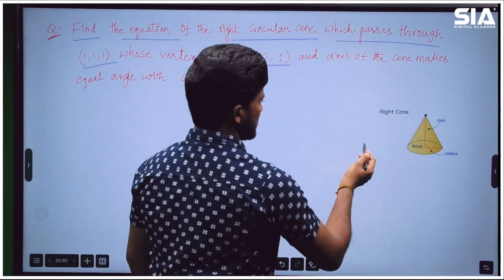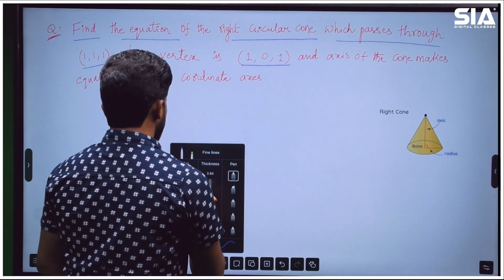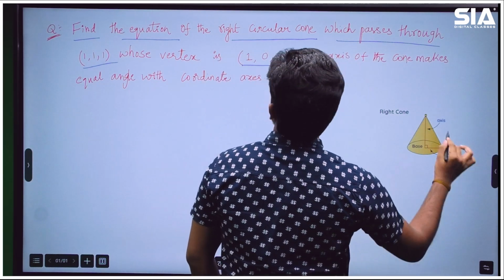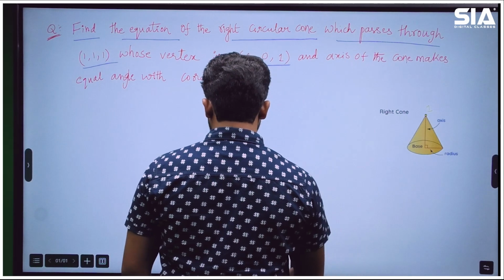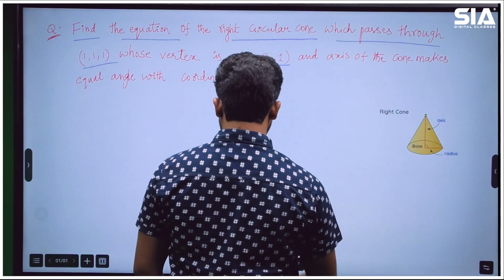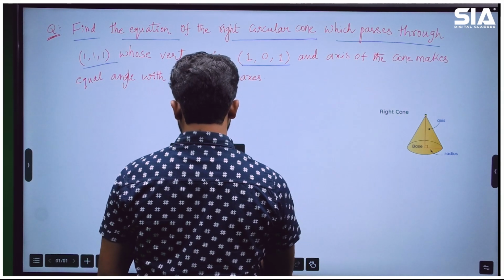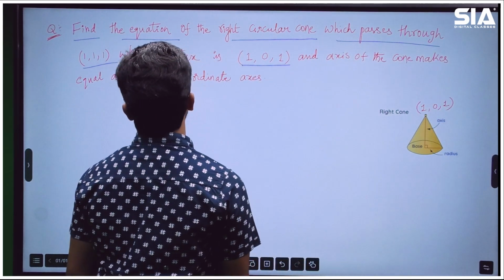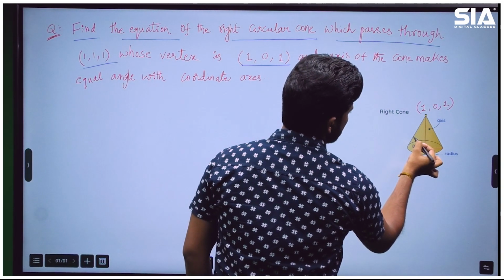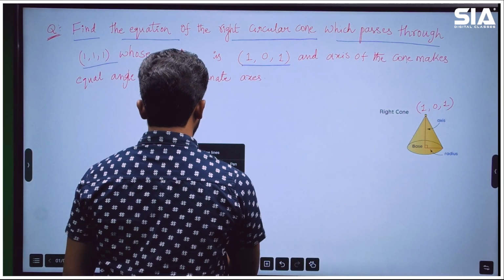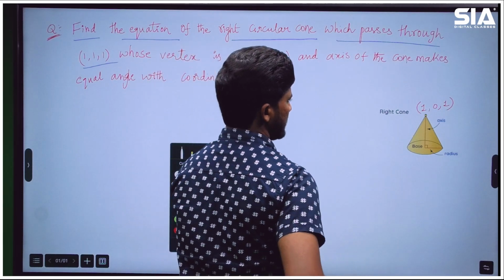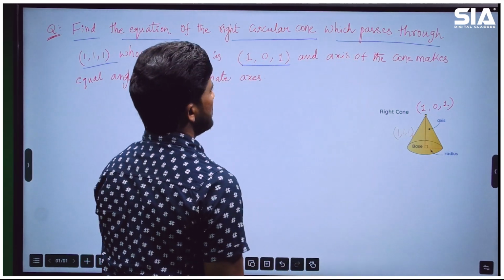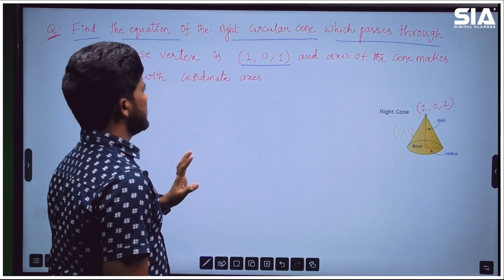Now from this condition, what they are saying, you can observe here the vertex. They are given that the vertex of the right circular cone is (1, 0, 1). This is the vertex of the cone, and this cone is passing through one point, somewhere here you can take that point. Here we can take (1, 1, 1).